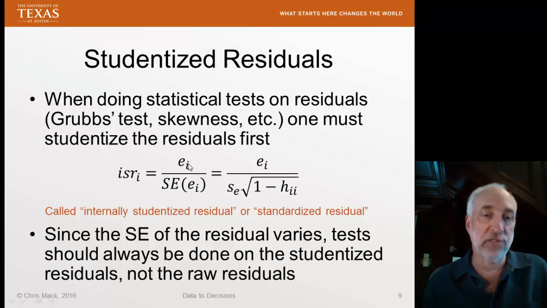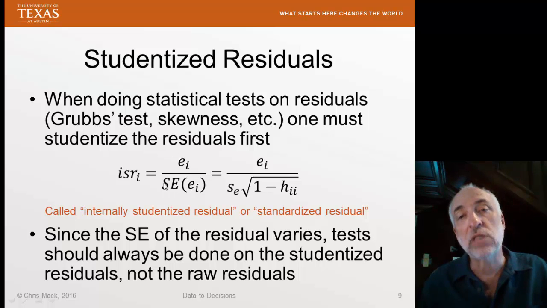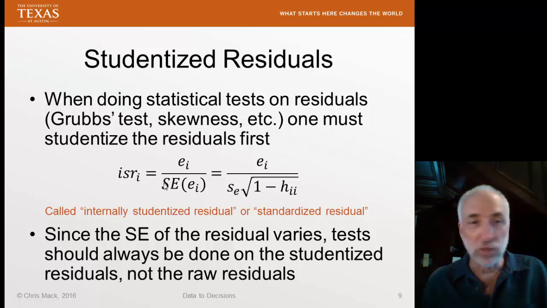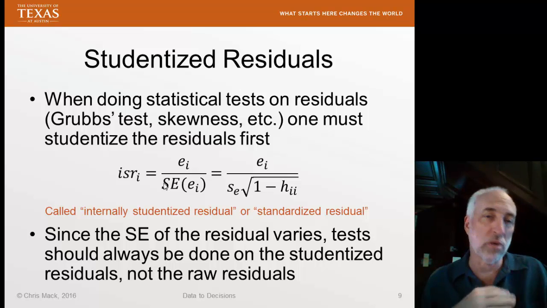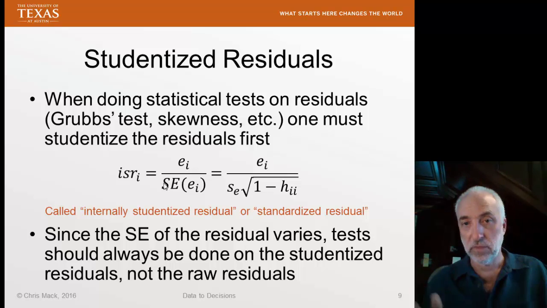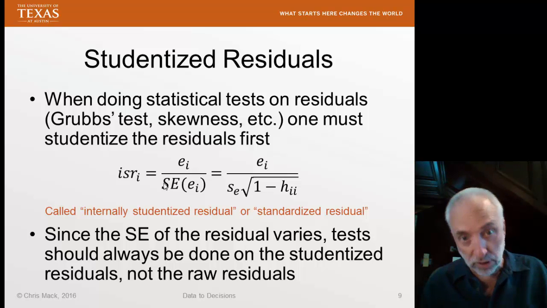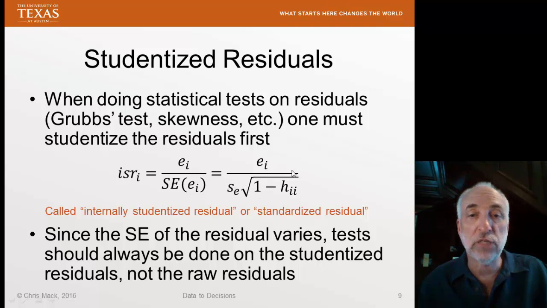So we will studentize and test only studentized residuals whenever we're doing a skewness test or Shapiro-Wilk test or Grubbs test or plotting QQ plots, whatever we're doing. We're going to studentize the residuals first. To do that, we have to know the standard deviation of all the residuals, but we also have to know the leverage. This is what we'll call the internally studentized residual. Sometimes it's called the standardized residual, and we'll use this formula to do it.